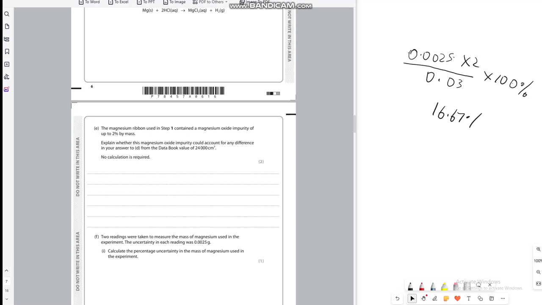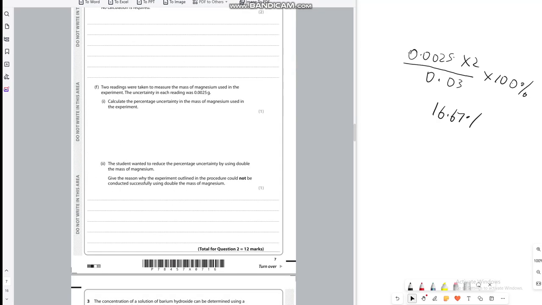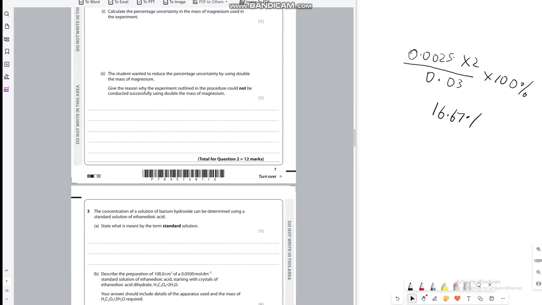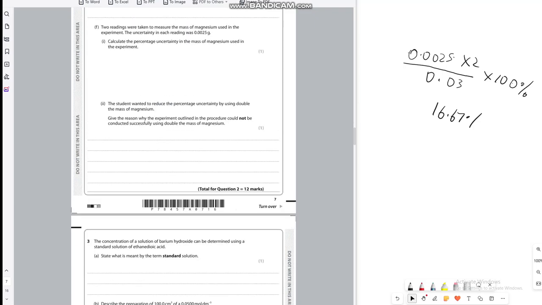A burette will have a reading of maximum 50. If we take twice the mass, the volume of gas produced will be twice 35.55, somewhere more than 70. So 70 cannot be read by a burette, which is 50 centimeter cube. A burette is usually 50, so you can't measure the volume using a burette. The volume of gas produced is higher than the burette's volume, therefore we can't read it. That has to be the answer.